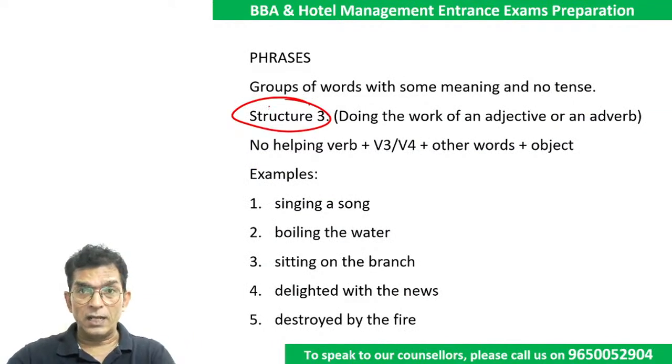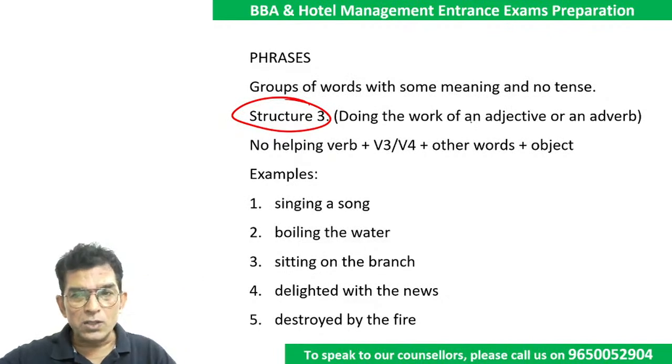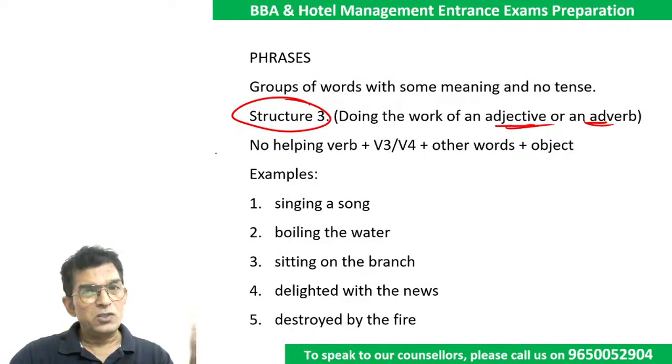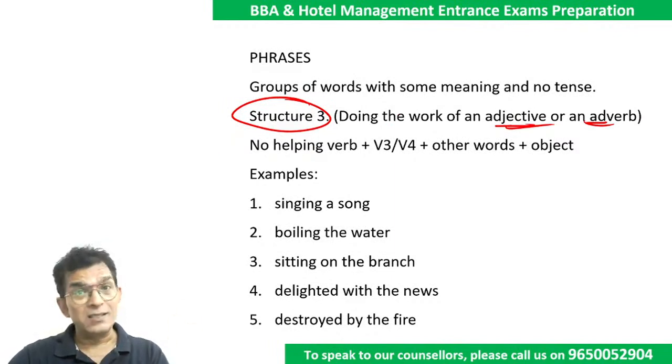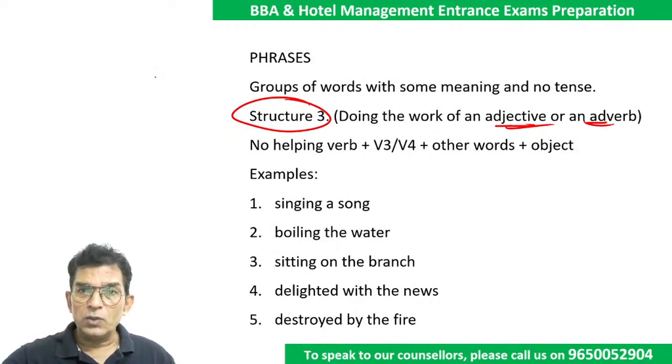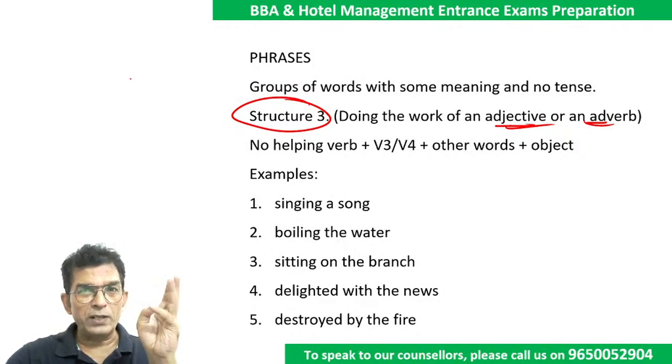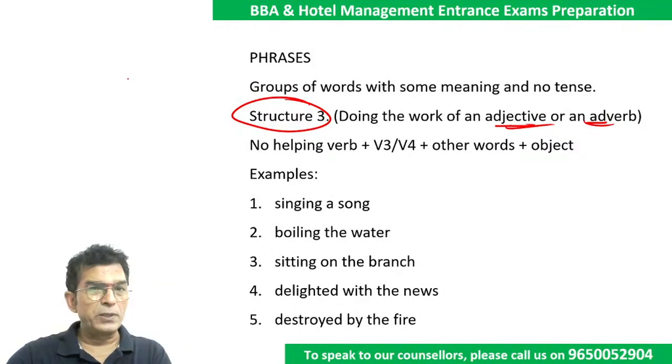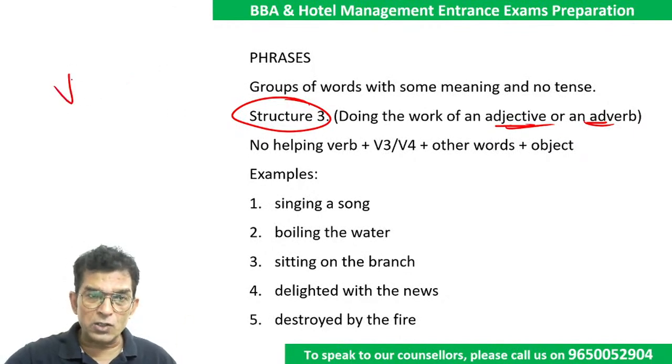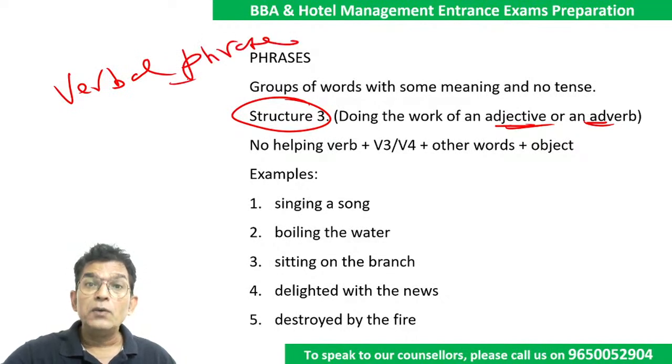So let's come to the third one. Now, this is the last phrase. This also does the work of an adjective and an adverb. But how is it written? Structure 3. We talked about a noun phrase, we talked about a prepositional phrase. Prepositional phrase works like an adjective or an adverb. And the third structure is called a verbal phrase.